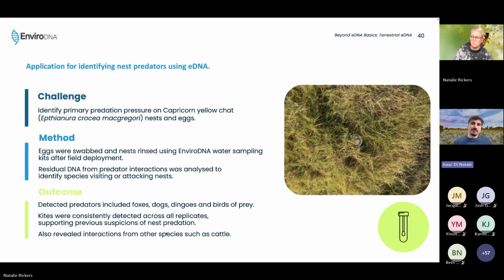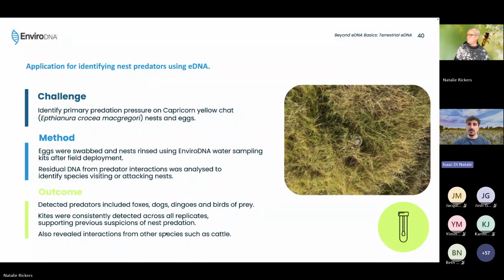So we also aren't afraid to step outside the box of traditional monitoring approaches, and we routinely combine creative field methods with science-backed tools to help fill those knowledge gaps and uncover some of those insights that would have otherwise been missed. So recently, we've had a project to apply novel sampling techniques to help detect predators of the Capricorn yellow chat, which is a critically endangered subspecies of a small bird in Queensland. So predation pressure of both adults and eggs remains quite an ongoing struggle for the management of this species.